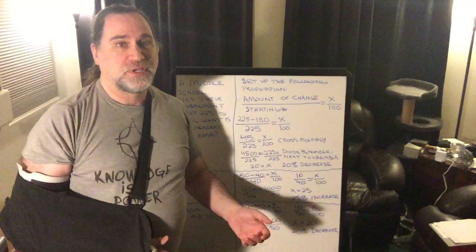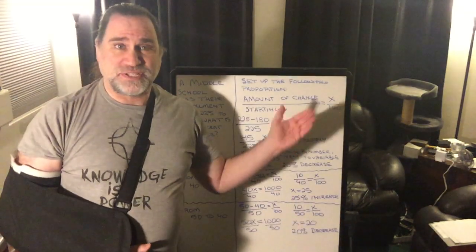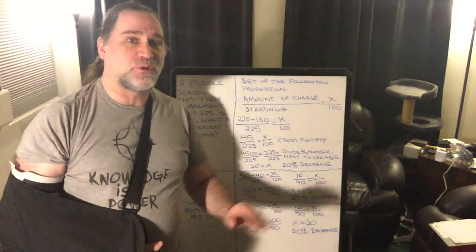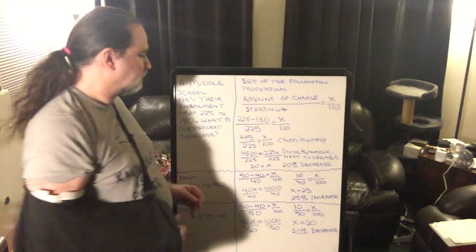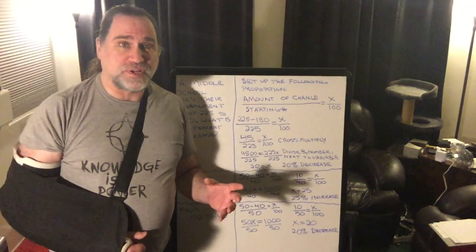That's not going to change. Notice there's no descriptor over there. It's just x over 100 because it's going to be that. Every time we're looking for a percent change, we're going to look for an x over 100. So now we have to plug the numbers in.